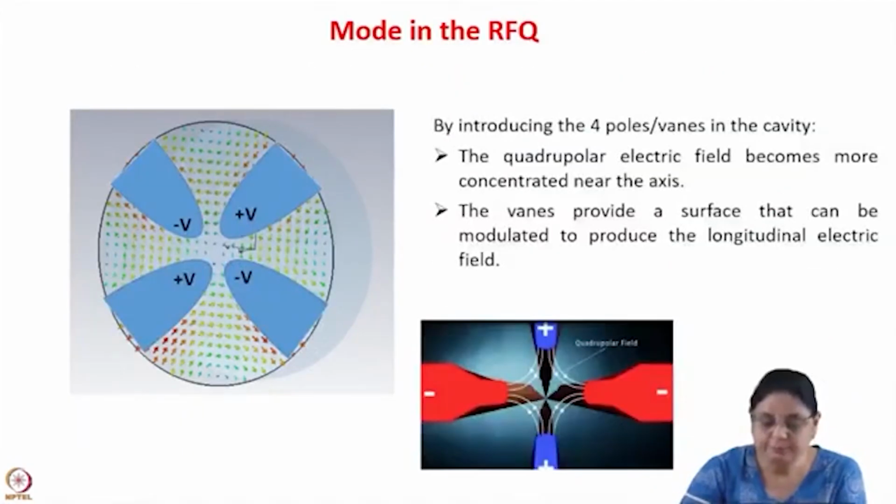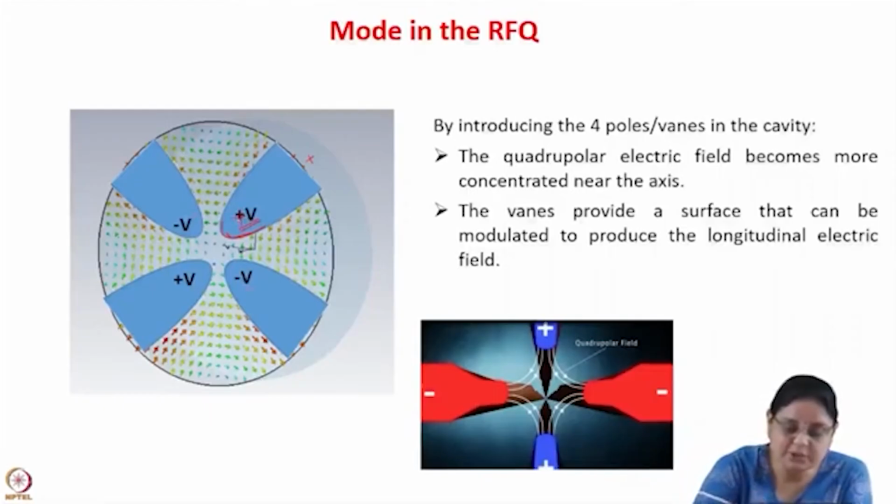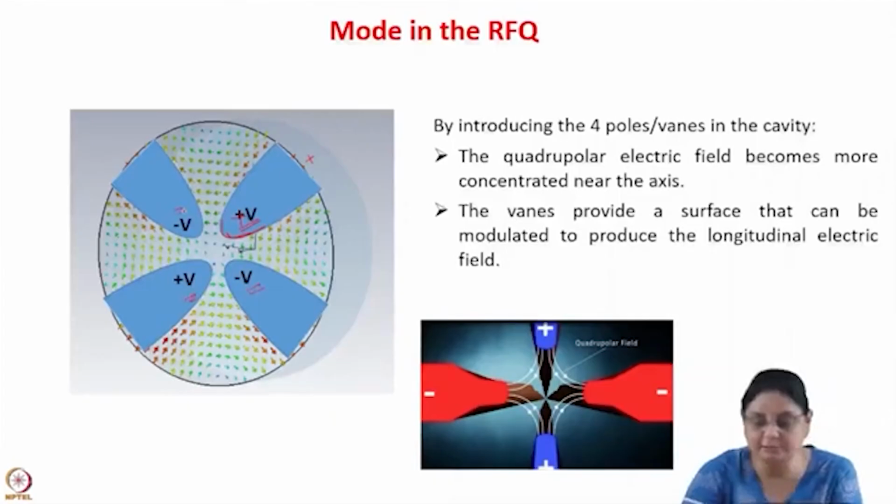Now if we introduce vanes in this region, because the electrodes will be equipotential, this positive potential shifts to this surface here. So we have introduced vanes here. We have this at a positive potential, this at a negative potential, this at a positive potential, and this at a negative potential.